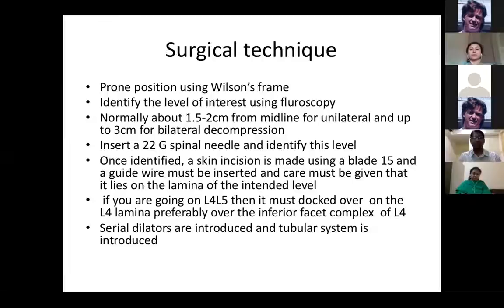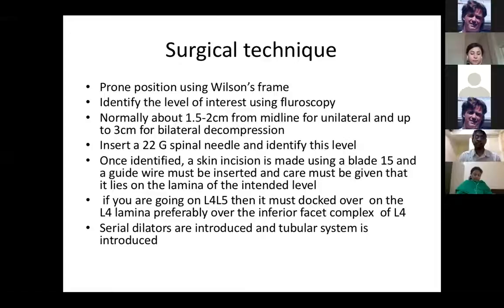So this I'm talking about, we are using a tubular system. We put in a guide wire, and care must be given that it lies on the lamina of the internal level. I think our speakers before have also mentioned, it has to be docked very nicely on the lamina of the vertebra above. So if we are going for L4, L5, the L4 lamina, it has to be docked on the L4 lamina. We have to make sure that we are sitting nicely on it and not too medial, because we don't want to plunge into the spinal canal.